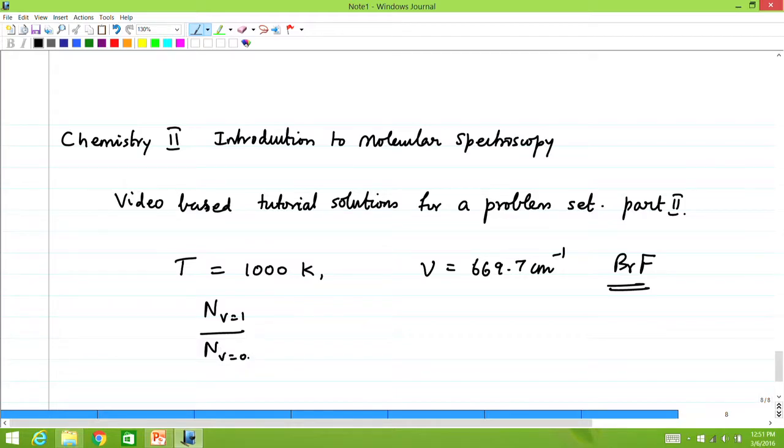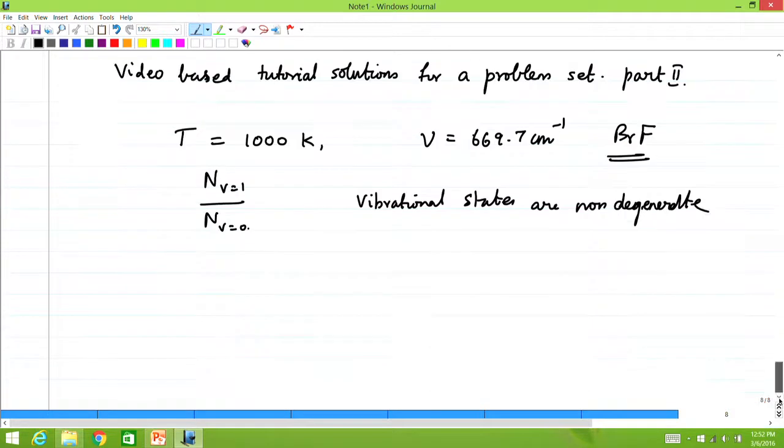This is a very elementary problem in the sense it looks at the Boltzmann population at equilibrium, and since vibrational states for this single degree of freedom are non-degenerate, the ratio is given by the simple exponential factor, namely exponential minus E V is equal to 1 by kBT divided by exponential minus E V is equal to 0 by kBT.